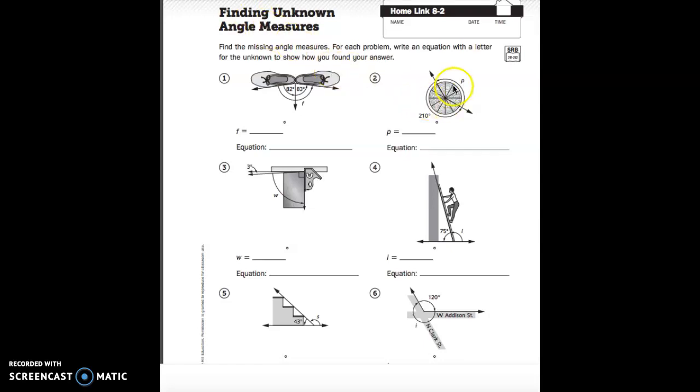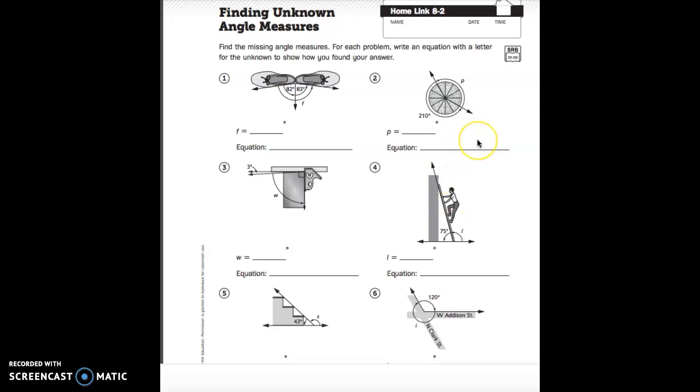Let's think about what that means. So if I come over here and I look at this circle, I say to myself, well, I know a circle is 360 degrees. If I look at this right angle, I can say to myself, well, I know a right angle is 90 degrees. Here's a straight line or a straight angle. A straight angle is 180 degrees.